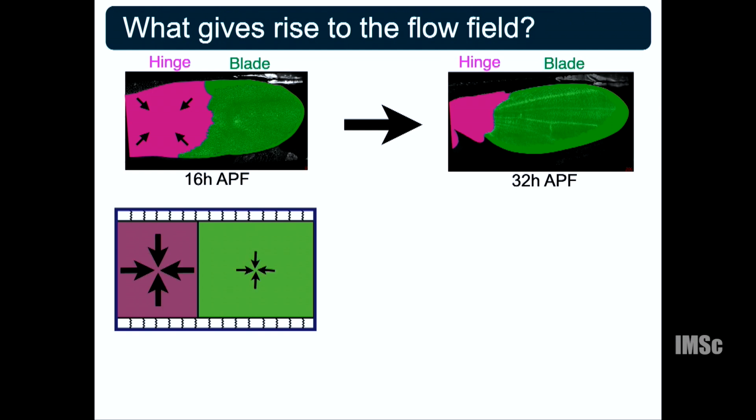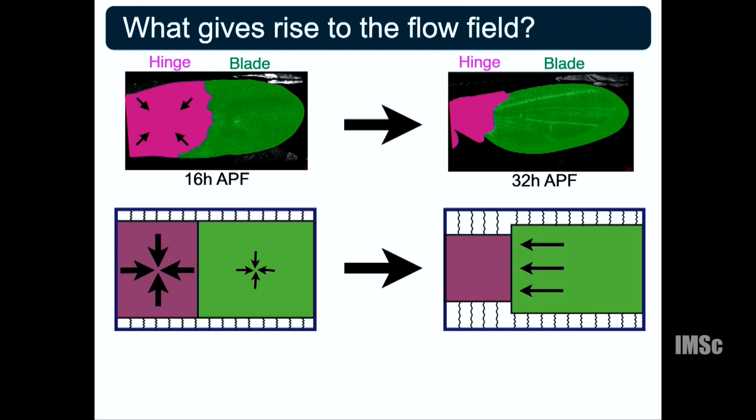In other words, we are thinking of this. So I have these two parts of tissue, a very simplified rectangle model for this hinge and blade with a boundary. This part has more contractile stress, this part has less contractile stress, and this can generate a flow field.